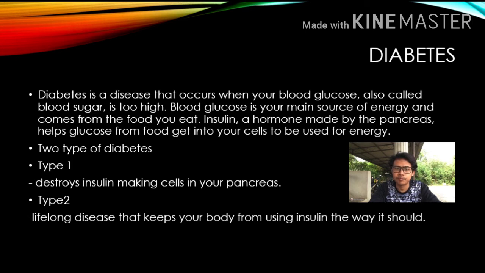Type 2. Type 2 diabetes is a lifelong disease that keeps your body from using insulin the way it should. People with type 2 diabetes are said to have insulin resistance. People who are middle-aged or elderly are most likely to get this kind of diabetes. So it used to be called adult onset diabetes, but type 2 diabetes also affects kids and teens, mainly because of childhood obesity.